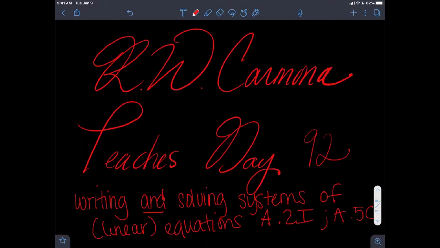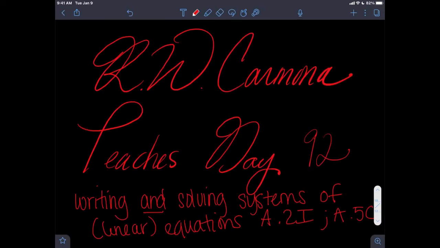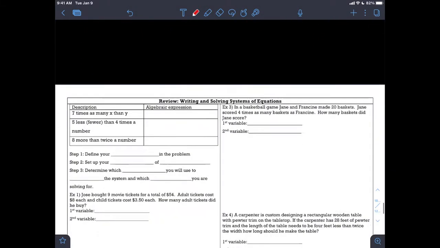Day 92. Today we're going to talk a little bit more about writing and solving systems of linear equations. This is a review, so you already know everything that's coming. However, what I want you to focus on today is the act of translating your problems from words in English to symbols in math. Okay? So, let's go ahead and jump into it.